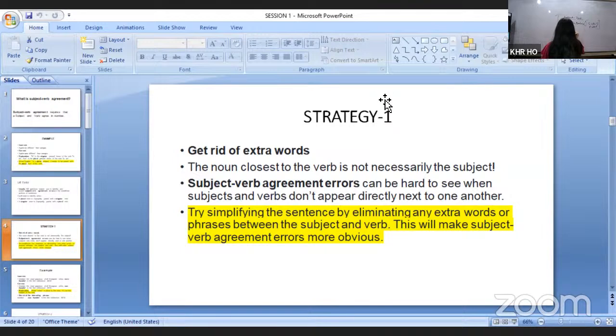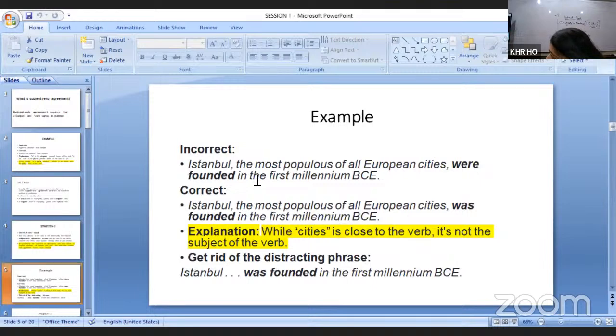Strategy one: get rid of extra words. Okay, just get rid of extra words. Now look at this. Raina will read the incorrect sentence.